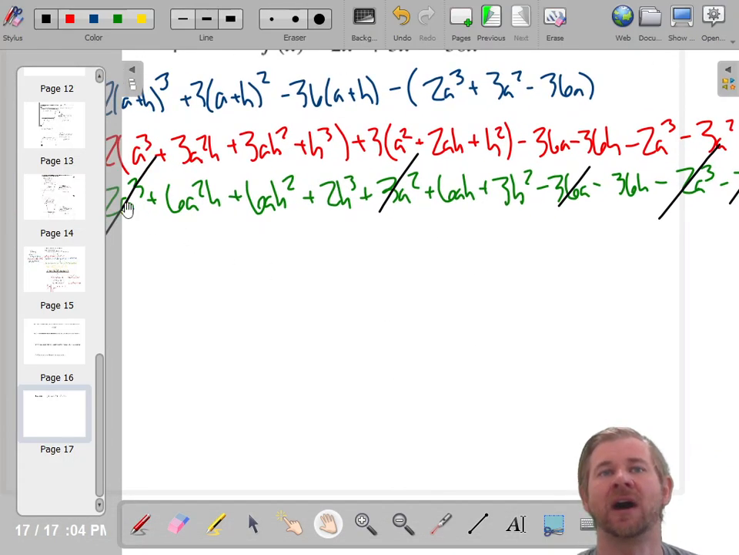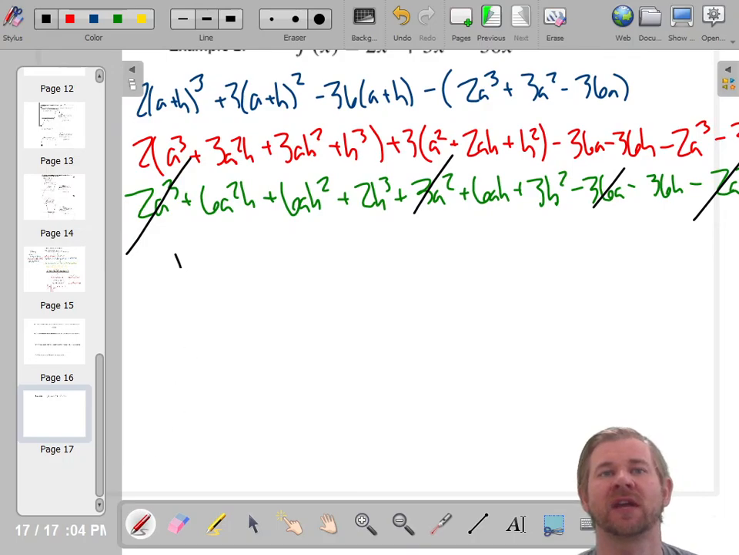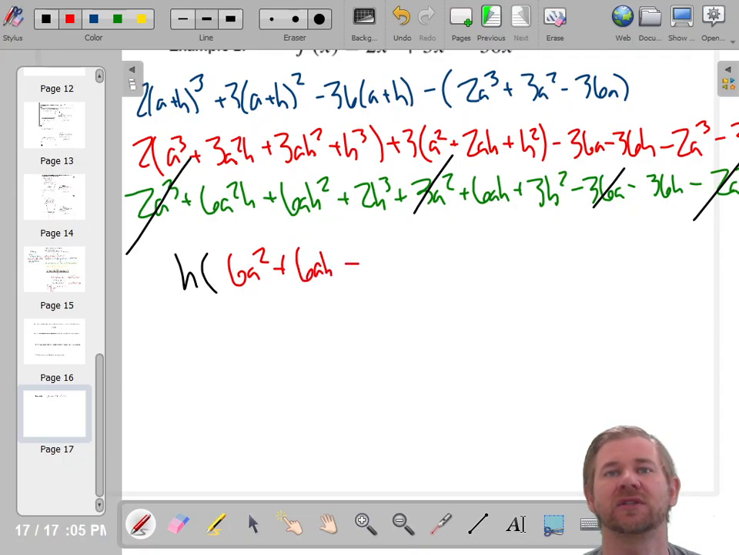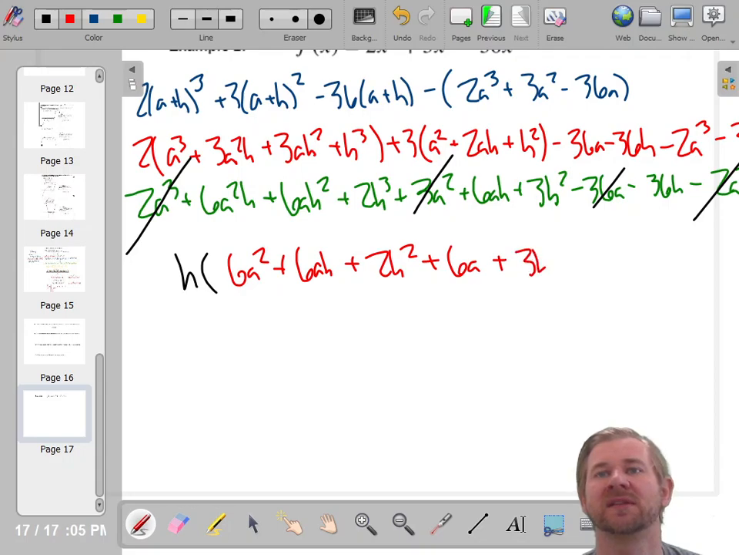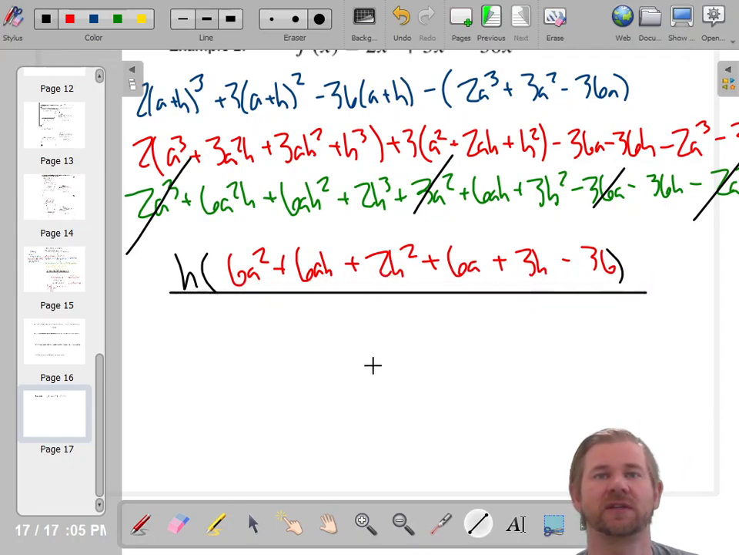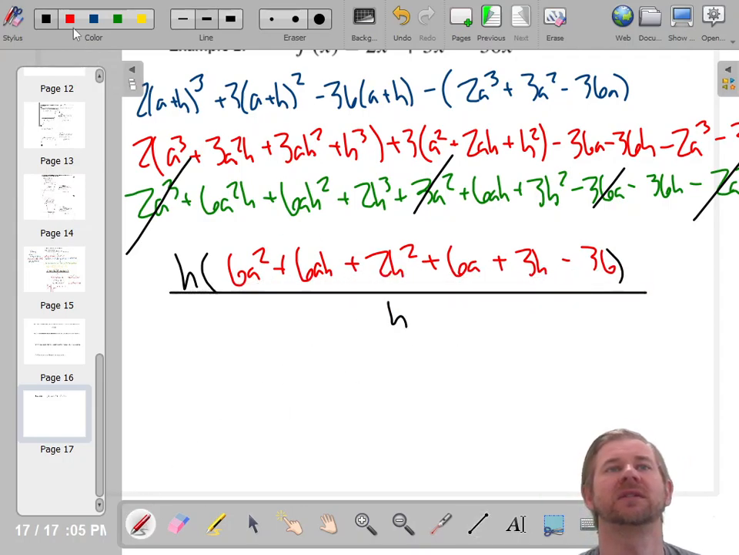Okay. Now I'll factor an h out of the terms that are left. So this guy has an h: 6a squared plus 6ah plus 2h squared plus 6a plus 3h minus 36. If you don't do this step, you will lose some terms. Don't try and do it in your head. Factor out the h. Okay, now look at this. Anything that has an h goes away.